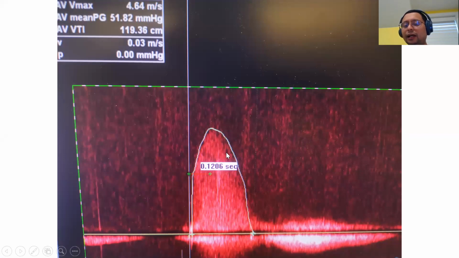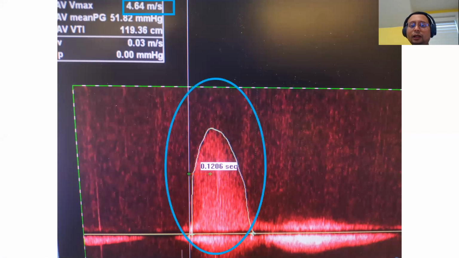So this is the right parasternal view, right? Look at how parabolic this Doppler is. It's very parabolic. Look at the acceleration time, it's way above 100, it's 120.6 milliseconds, okay? Now, DVI is 0.21, way less than 0.25. Even looking at this, we know that something is wrong.